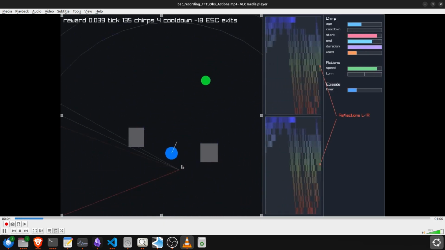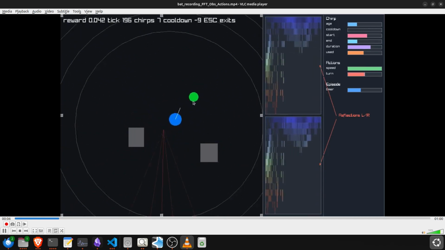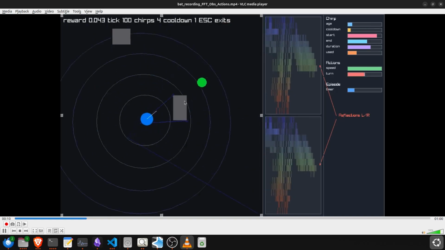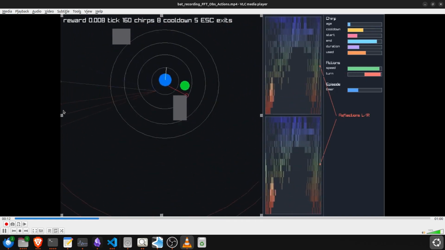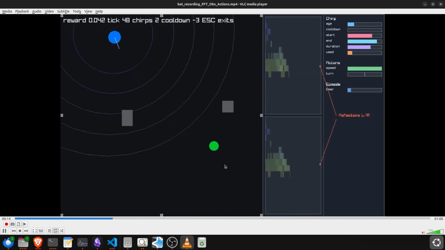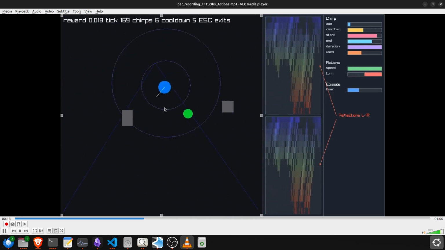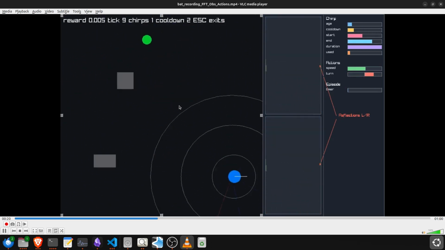There's no other information. It doesn't know its X or Y. It doesn't know the bug's X, Y. It dies if it hits the obstacles or if it leaves the map, and it gets a reward if it catches the bug. And that's it.